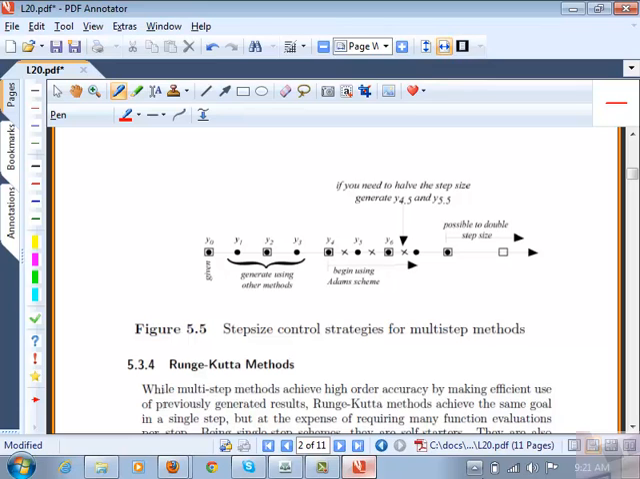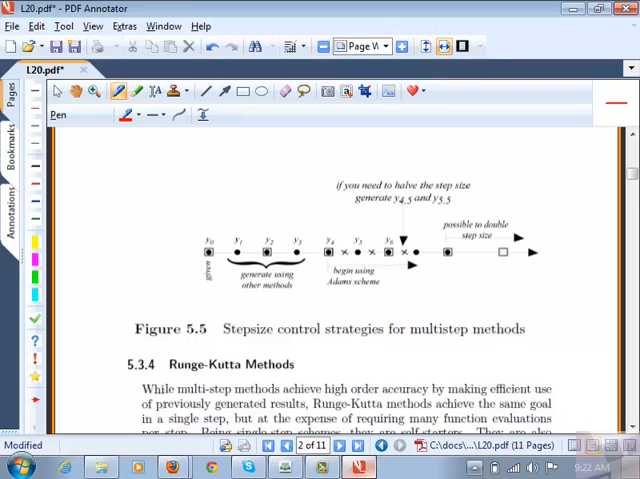So here, we're talking about implementing the 4-step method. In order to predict y4, you need y3, y2, y1, and y0. So it's a 4-step process. The first 3 steps you must generate using some other method, and these are Euler methods. The first step can be only by Euler method or modified Euler method. Then you can have a 2nd order method, then a 3rd order method, and then you go to the 4th order method, and then you say, okay, I'm happy with the 4th order method.